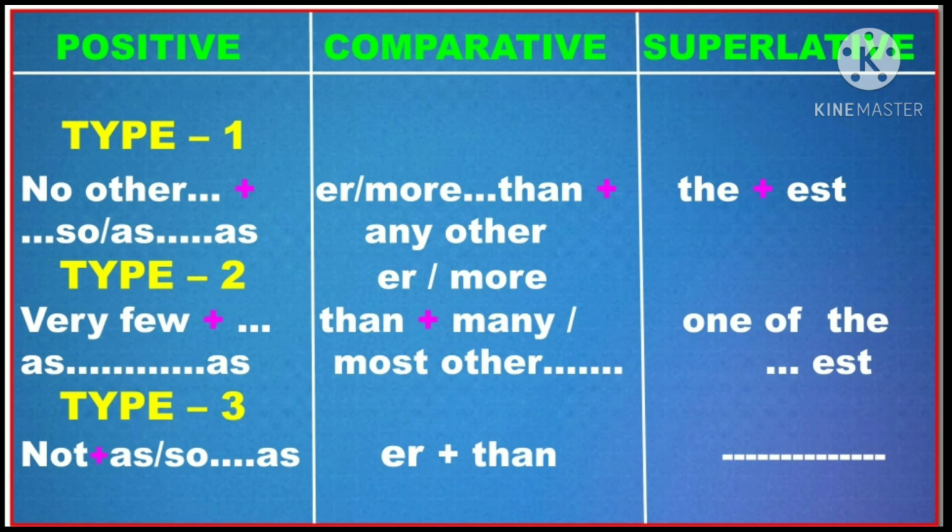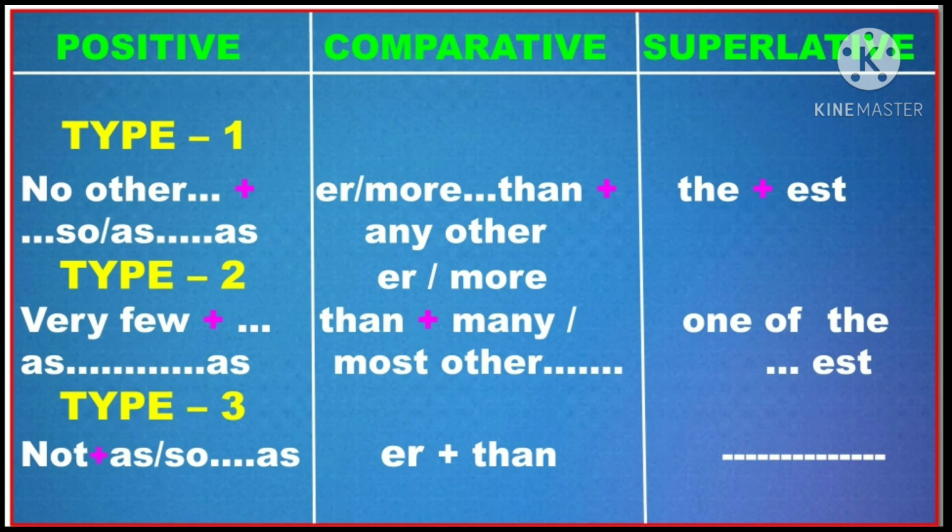In type 3, in the positive degree, we will have "not" plus "has as" or "so as" in the sentence, so that we can find out that the sentence is in the positive degree. So when it goes to comparative, we need to remove "not", "has as" or "so as" from the sentence, and instead of that we need to add "or plus than" with the adjective word.